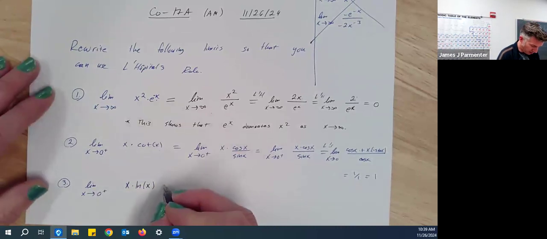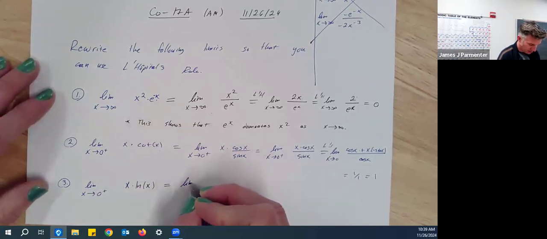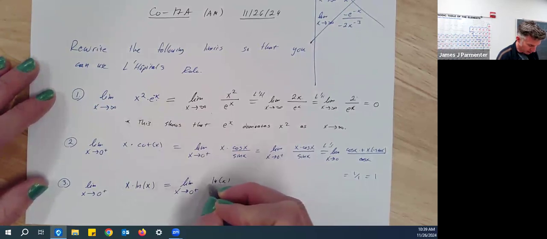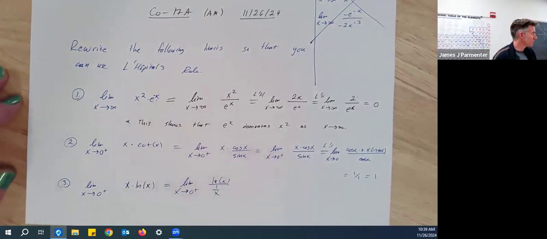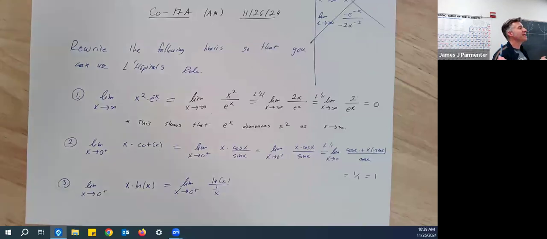So here I definitely want to rewrite this as the limit as x approaches 0 of the natural log of x divided by 1 over x. I like to write it as 1 over x. That's just my preference. But a lot of people would prefer to write it as x to the negative 1. Either way, we should be comfortable with knowing that the derivative is going to be negative x to the negative second, or negative 1 over x squared.